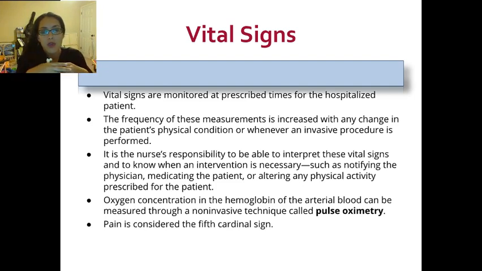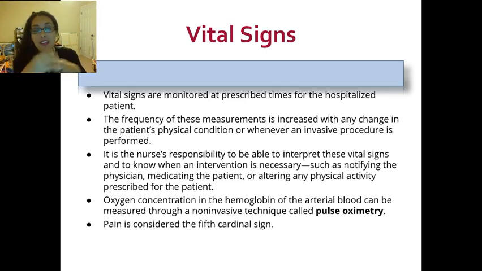Another thing we focus on is oxygen concentration in the hemoglobin of the arterial blood, which can be measured through a non-invasive technique called pulse oximetry. Most of the time you'll hear it called pulse ox. That's what we all say, pulse ox. It's a little machine, I don't have it with me right now. It has infrared lighting, and you put it on the nail bed. It measures how much light is reflected back by the hemoglobin, and depending on that percentage is how we know how much oxygen you're carrying throughout your blood.